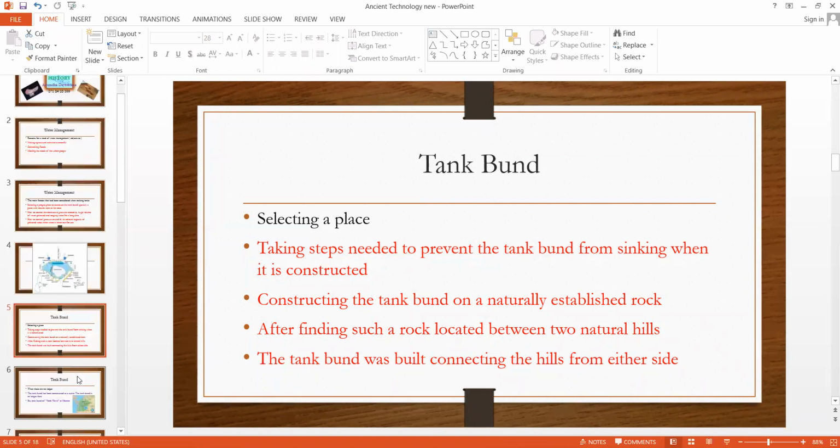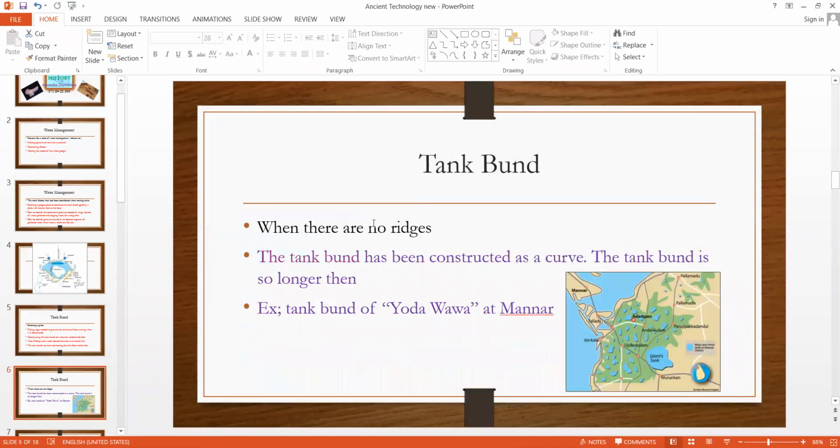Okay, so sometimes not only two hills are joined. Like when they constructed the tank bund of the Parakrama Samudra, it is about 7 kilometers long. So sometimes they have joined five or six ridges.